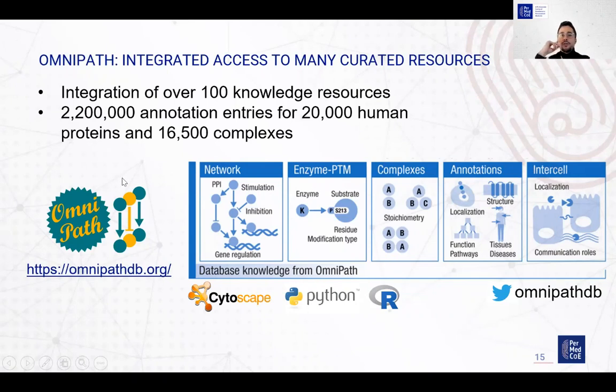OmniPath integrates over 100 knowledge resources and contains more than 2 million annotation entries for more than 20,000 human proteins and around 16,500 complexes. It includes information about protein-protein interactions, this kind of diagram like inhibition or activation for different proteins, also post-translational modifications, stoichiometry, annotations of the proteins with respect to cellular localization or pathway activity, and this kind of thing. You have more information if you're interested in this webpage, omnipathdb.org, with very nice documentation. And there are also bindings to retrieve information from OmniPath for Python, R, and also a plugin for C++. And this is a good starting point for this kind of information.